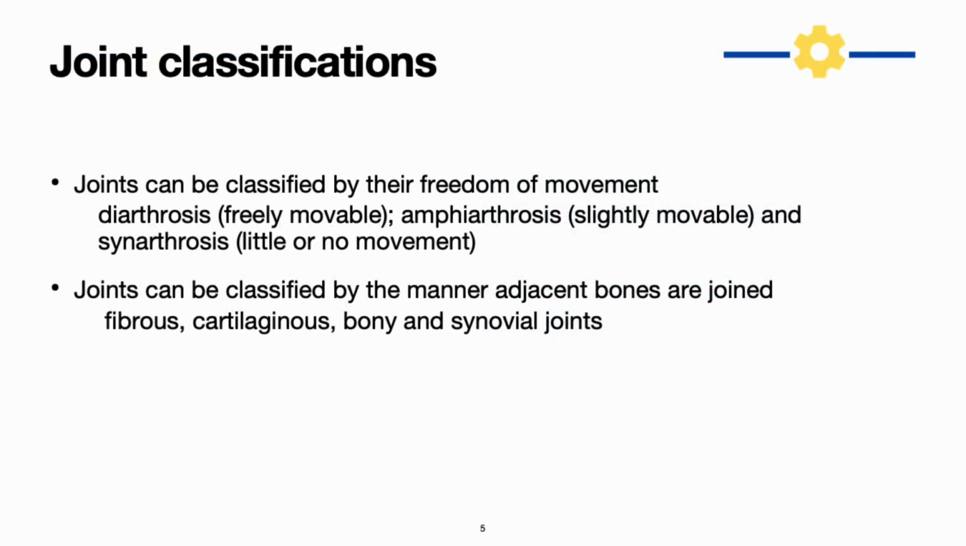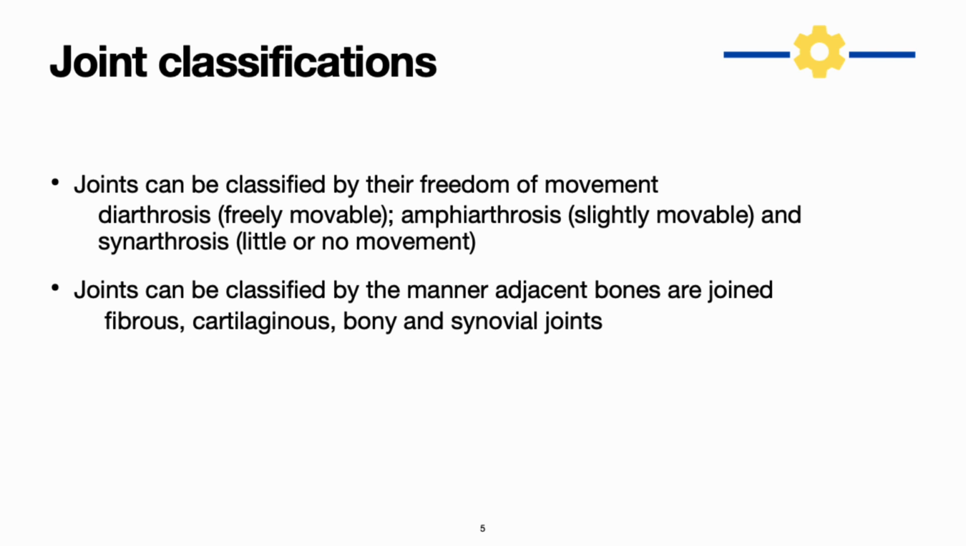So if you read in our book or in other anatomy books and textbooks, joints can be classified in 2 different ways. They can be classified by basically the amount of movement that they provide. They also can be classified by the way that they're joined, or what structures join these bones together.